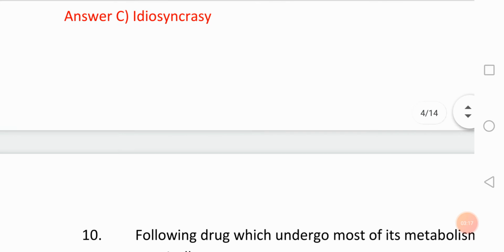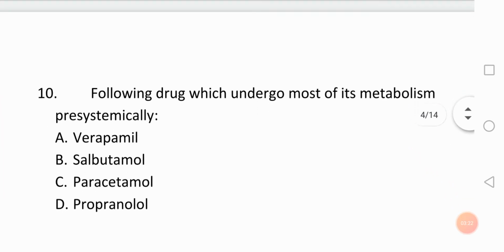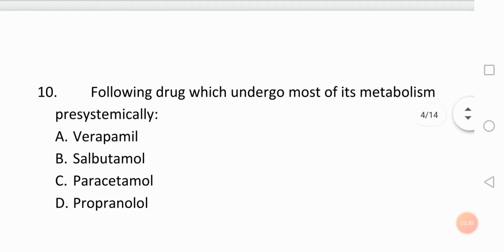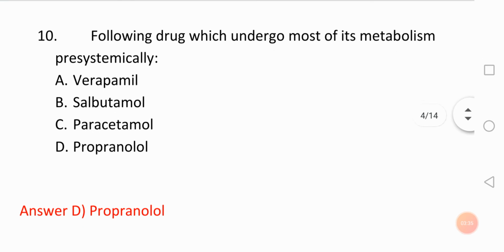Next 10. Following drug which undergoes most of its metabolism pre-systemically: A. Verapamil, B. Salbutamol, C. Paracetamol, D. Propranolol. And the answer is D, propranolol. Propranolol undergoes extensive first pass metabolism in liver.